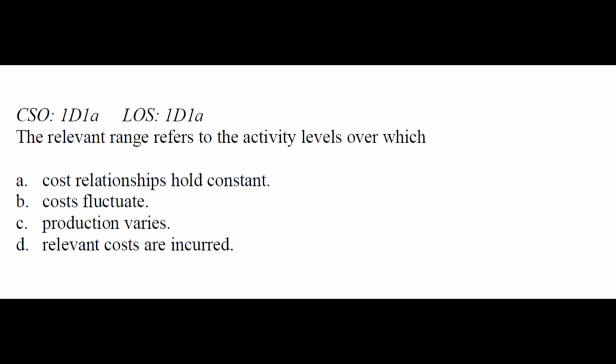Correct answer: A. Cost relationships hold constant. The relevant range is the span of activity over which fixed and variable cost behavior assumptions remain valid, allowing managers to use cost equations reliably for planning, budgeting, and decision-making.